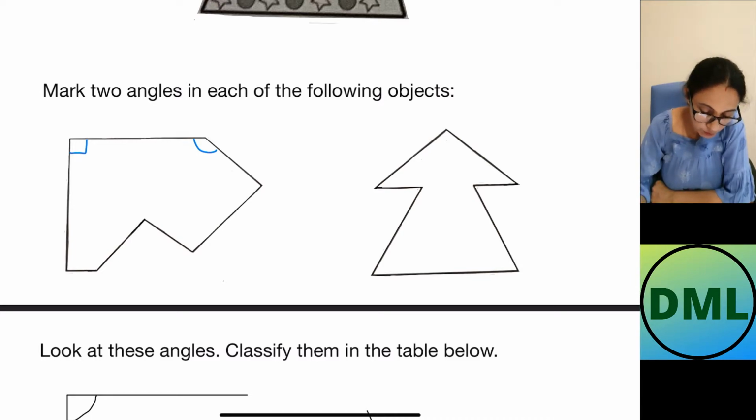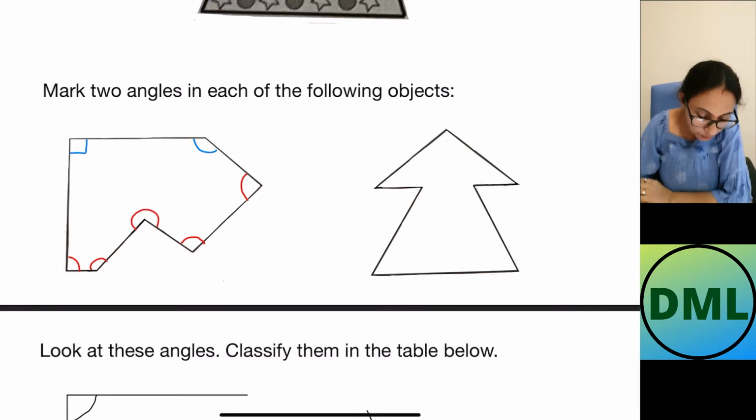Let's mark them also. The angle is here. The angle is here. The angle is here, as well as the angle is here, and you can say that the angle is here also. That means there are 1, 2, 3, 4, 5, 6, 7 angles inside that, and you have to mark any 2 angles whatever you like.